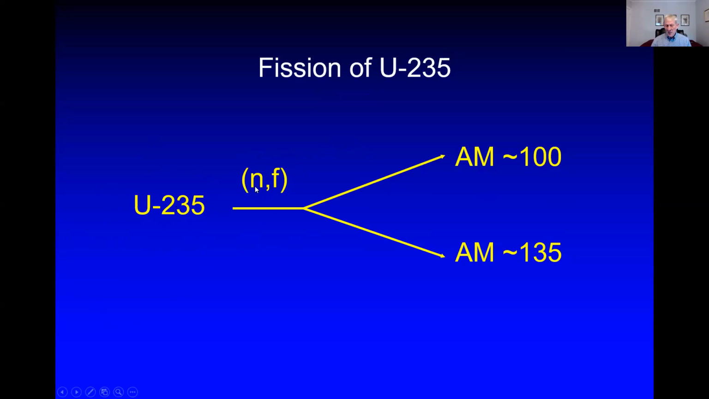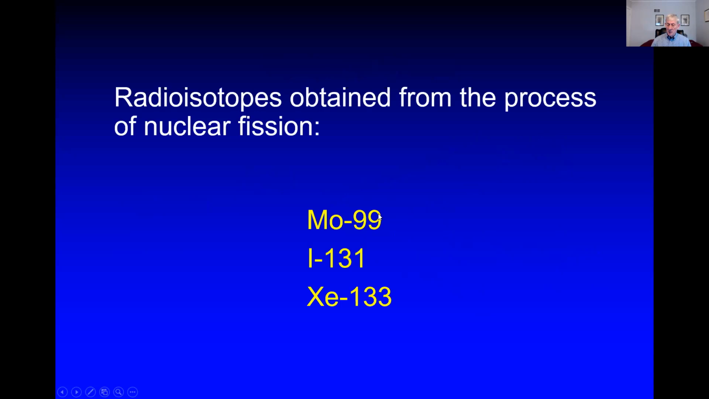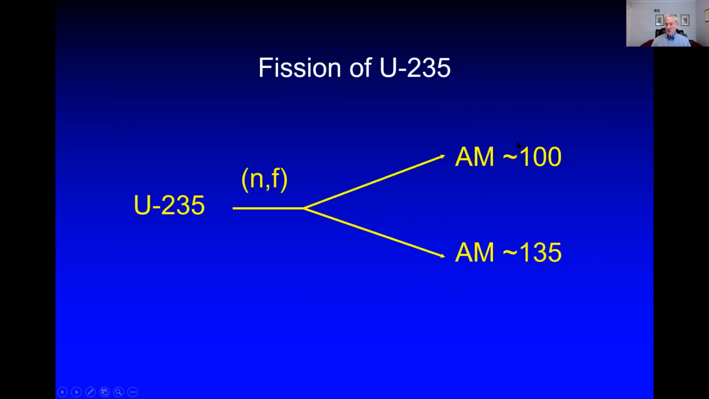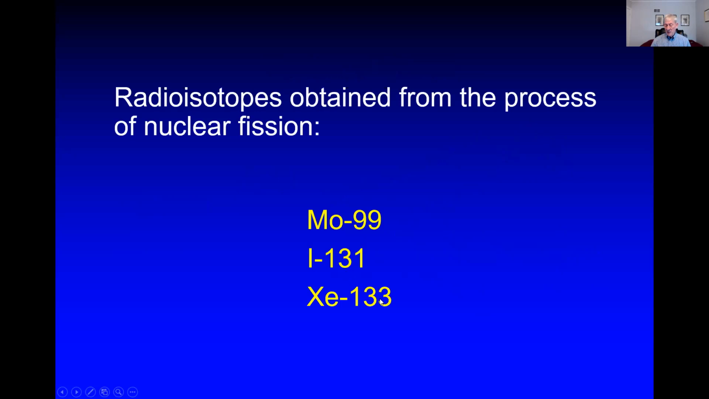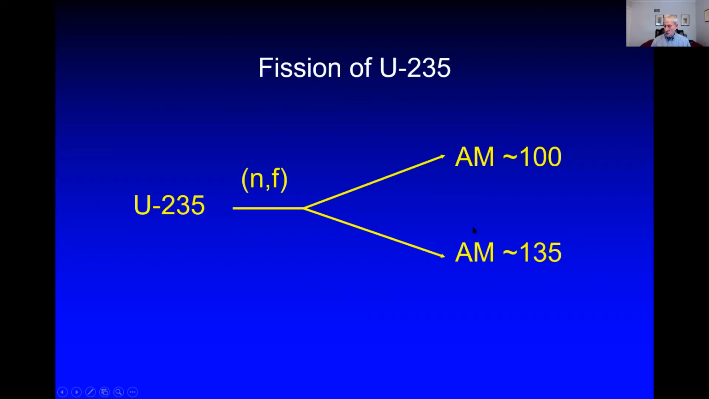So when uranium picks up this neutron, it's converted to uranium-236. It fissions and produces many different nuclides. The atomic mass averages somewhere in the vicinity of 100. Let's call that 90 to 110. And the other fragment is typically 135 on the average. Let's call that 125 to 145. And so here's the answer to your question. Molybdenum, which is 99, is very close to the 100. And iodine and xenon are both in the 130s, you can see here, and that's close to 135.